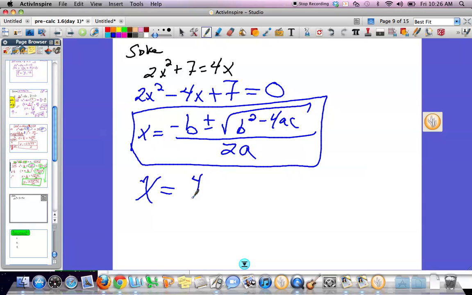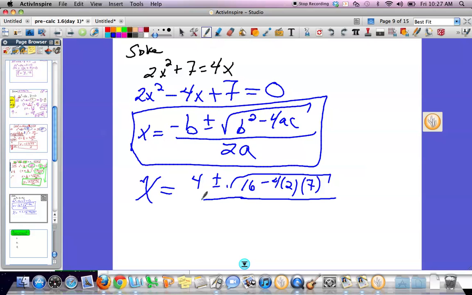So I would then have the opposite of B, and B is negative 4. So opposite of B plus or minus square root of B squared, that'll be 16 minus 4 times 2 times 7. And then again, this is all over. Some people make a mistake and all they do is put the divide sign like that. No, everything on the top is divided by 2A, and 2A is 4. So I end up with 4 plus or minus square root of 8 times 7 is 56. 56 and 16 is how much? 72 maybe? Correct me if I'm wrong. All over 4. We can simplify that.